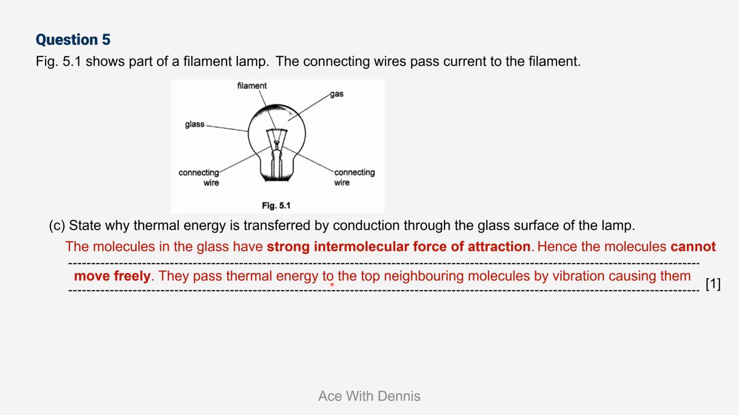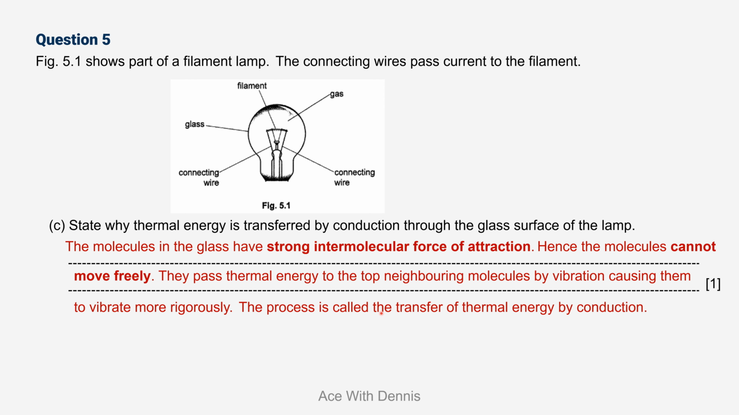Since they cannot move freely, what happens is they pass the thermal energy to the neighboring molecules by vibration, causing them to vibrate more vigorously. And then the process is called the transfer of thermal energy by conduction. So this is how it works. And I think you don't have to write too long because this is just a 1 mark question. So maybe 2 or 3 sentences will be more than enough.